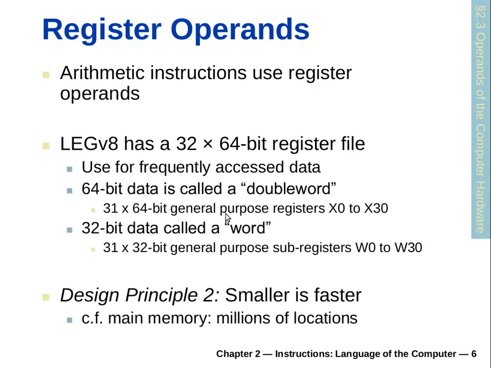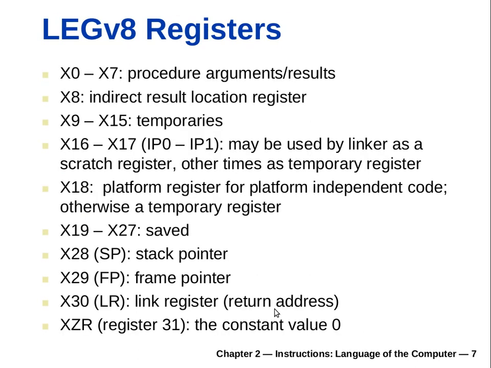Register operands: in the design of the processor for LEG V8, of course, we need to know how many registers are in the processor. LEG V8, this is version 8 of ARM, is actually a 64-bit machine, and it has 32 64-bit registers. Okay, so the register file. Merong 32, ang bawat size niya ay 64-bit. And the design principle: smaller is faster. And these are the register names for the LEG V8, overview lang.